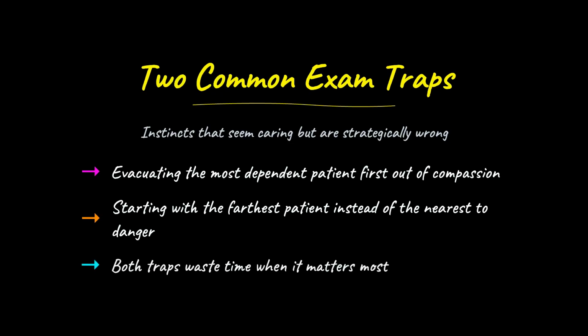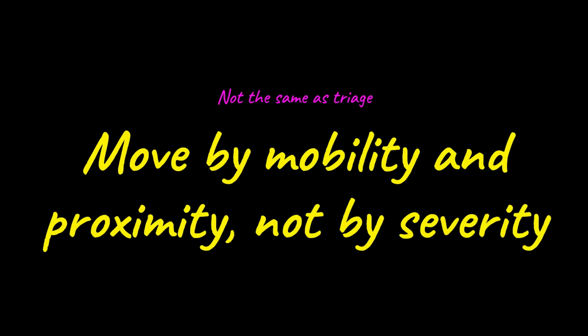Another trap is evacuating from far to near, when the closest patients actually face the worst heat and smoke. This differs from triage or the START method, which prioritizes treatment by severity. In a fire, the threat moves toward the patient, so evacuation logic is built around speed and proximity to danger, not how sick someone is.